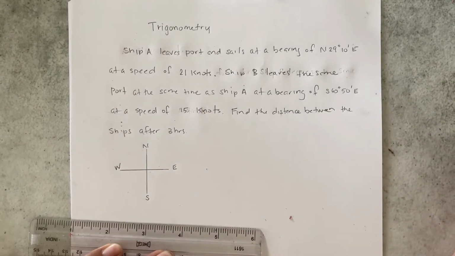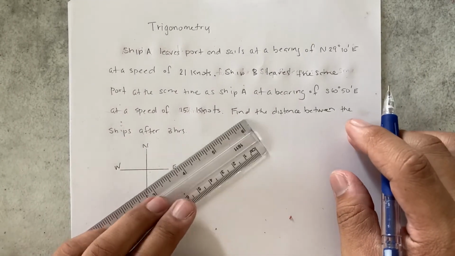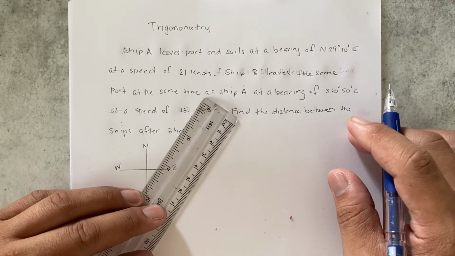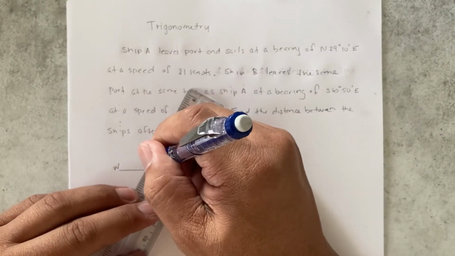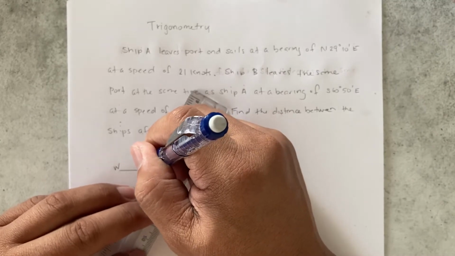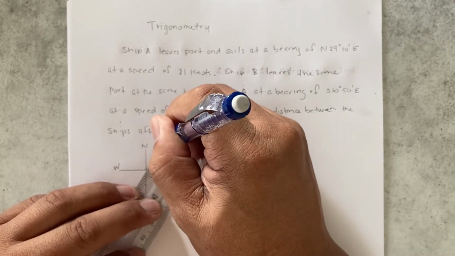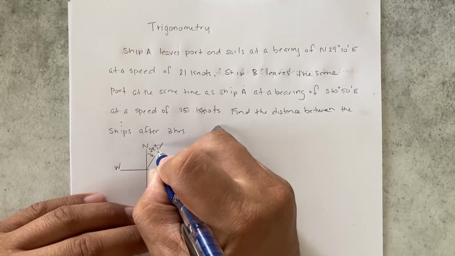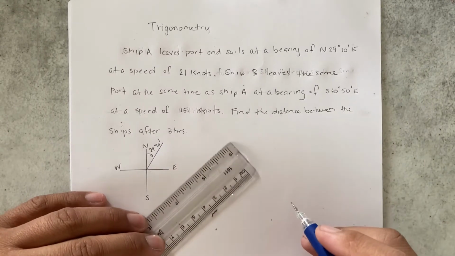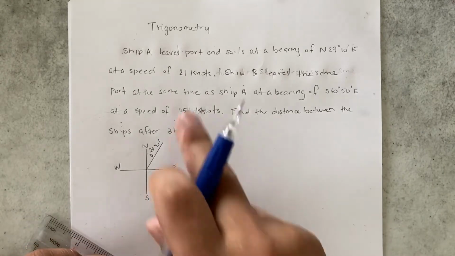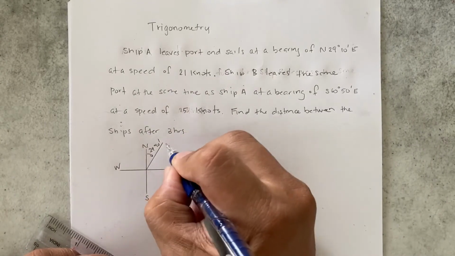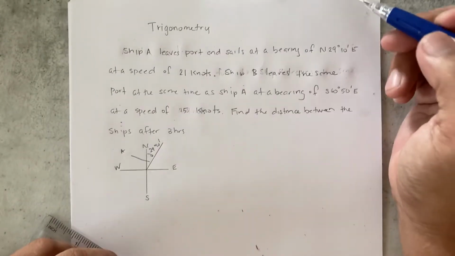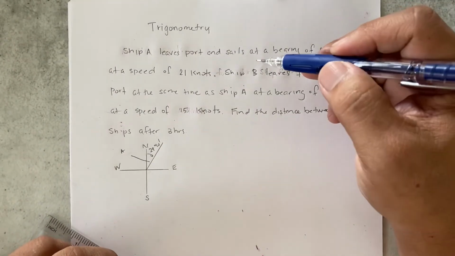So let's look at ship A. It leaves at a bearing of north 29 degrees 10 minutes east. So somewhere around here, and this is 29 degrees 10 minutes. Okay, 21 knots, so I'm gonna call this A right here. Ship A, 21 knots.